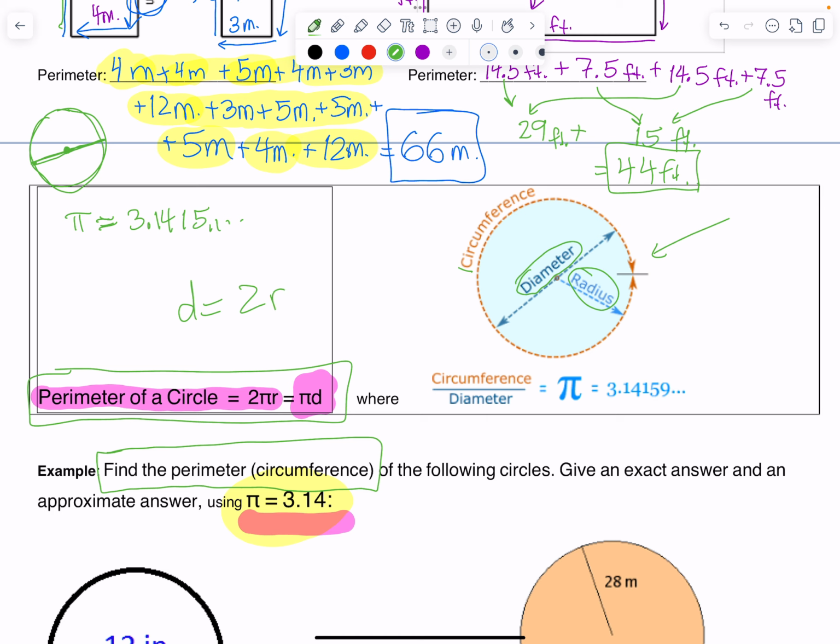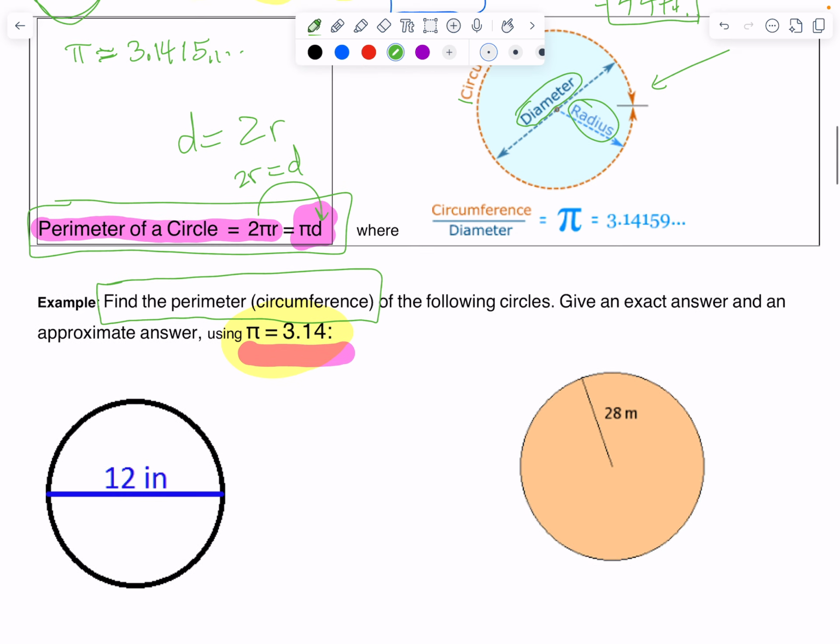If you think about it, right? Diameter is the distance all the way across the circle. The radius is half of that. So the diameter is 2 times the radius. That's why you're replacing 2r with d for diameter here. So it's the same formula. It's just, well, what are you given? Are you given r, or are you given the diameter? So anyway, let's put it to use on these little examples down here.